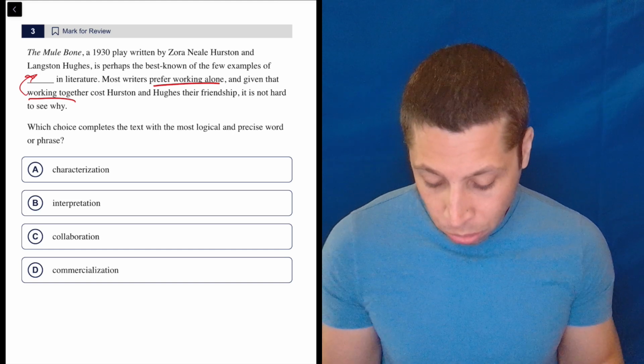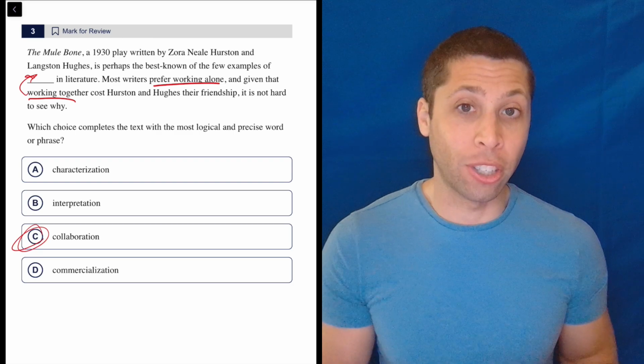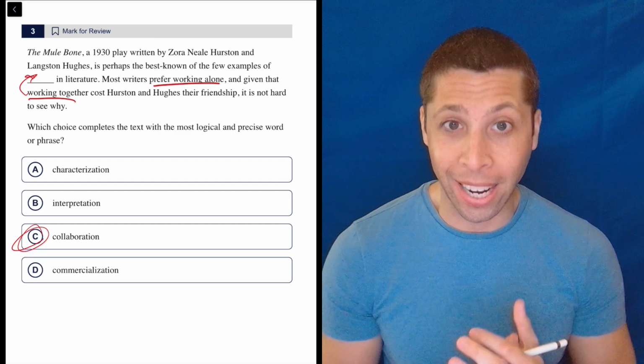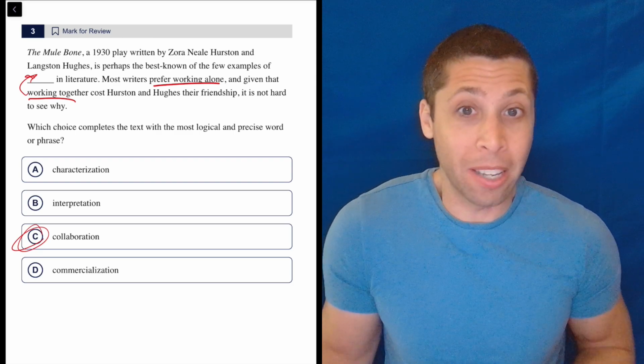So what word means working together? Literally, collaboration is working together, collaborating with someone else. So there it is, perfect.